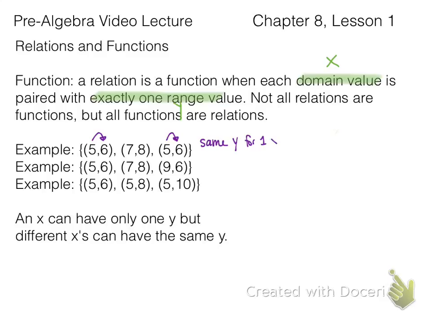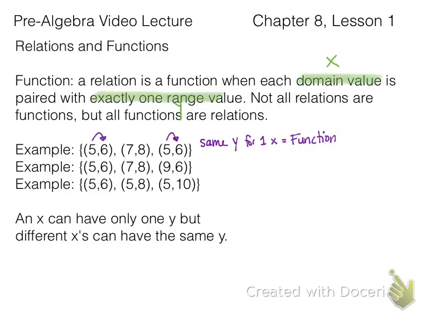Okay? So same y for one x equals a function. All right, so this particular example is a function because again, there's one y for each x. There's one y for each x.